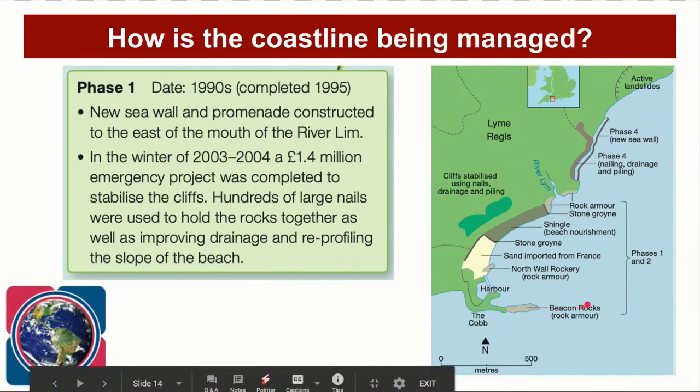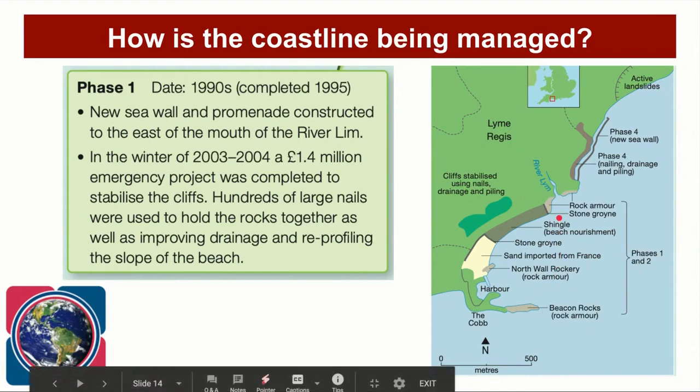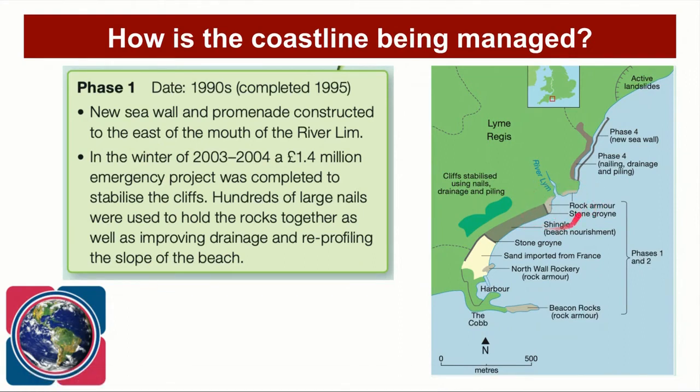And phase one is this area that you can see down here towards the harbour, which is called the Cobb. So you've got a brand new seawall and promenade constructed just to the east of the mouth of the River Lynn. So here's the River Lynn down here. So here we've got this brand new rock armour and these big stone groins that we saw within the video. And then we start to move further down towards this area here.